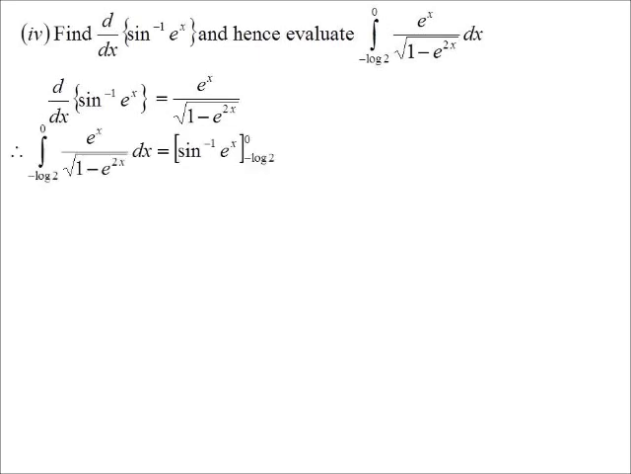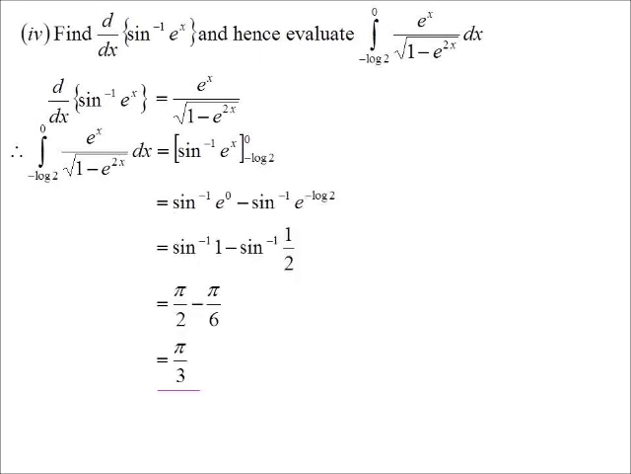You might get it in this form, where they say differentiate this, hence integrate this. So it's sort of like a big hint. Differentiate inverse sine e to the x. So that would be the derivative on the square root of 1 minus the function squared. Oh my gosh, will you look at that? That happens to be the integral. So therefore, when I integrate e to the x on the square root of 1 minus e to the 2x, I must get inverse sine e to the x. Isn't maths amazing? And we're going from minus log 2 to 0.